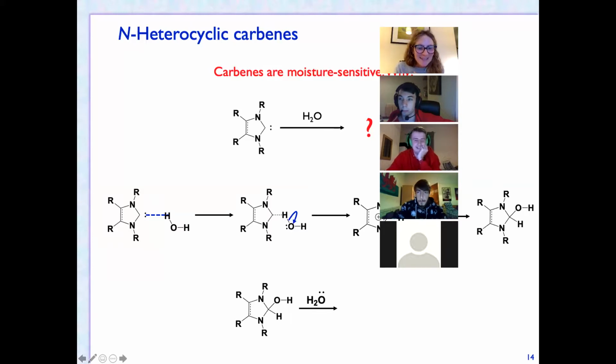Okay, so here we have this kind of situation, guys, operated by a second molecule of water, with basically the formation of this open ring. And this is why we need to keep N-heterocyclic carbenes away from water.